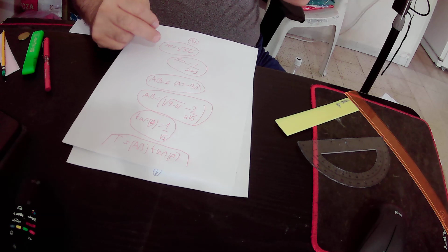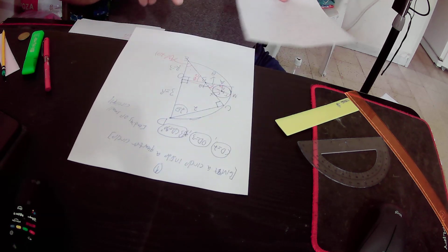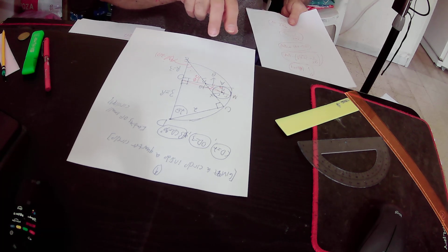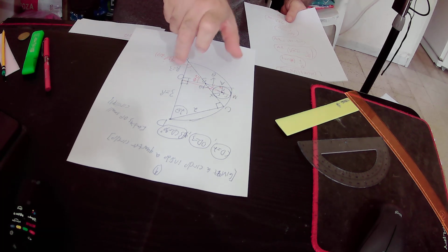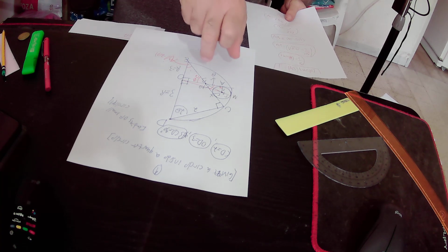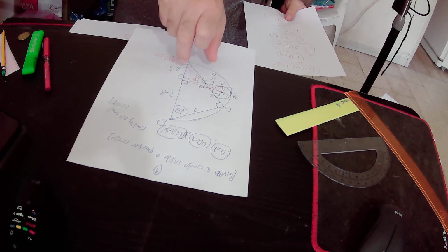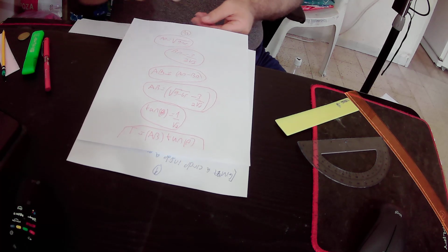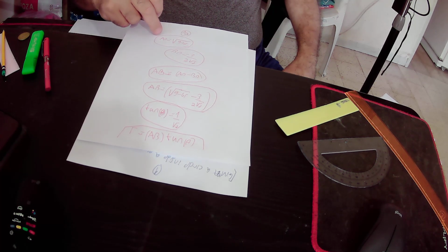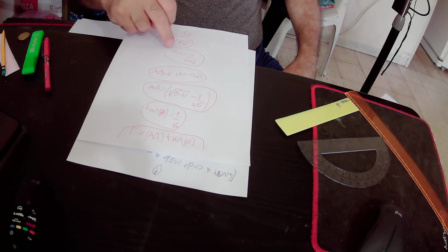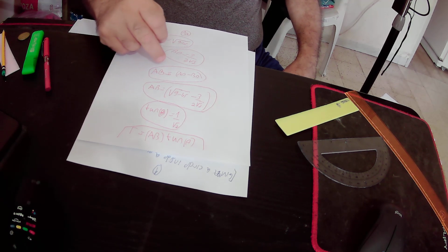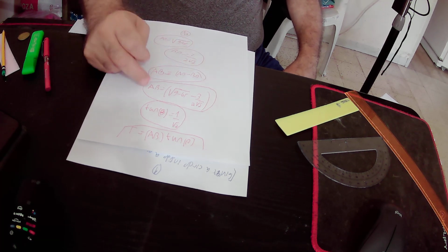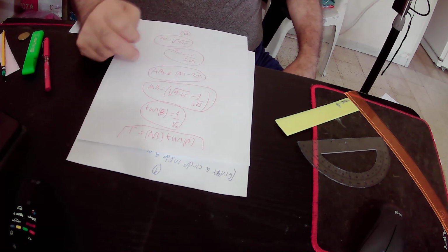And what is the size of AB? From the drawing you can see that the size of AB is actually AO minus BO. We found out the value of AO and we found out the value of BO, so we can substitute AO by its value and BO by its value. And we found out that AB equals this expression.